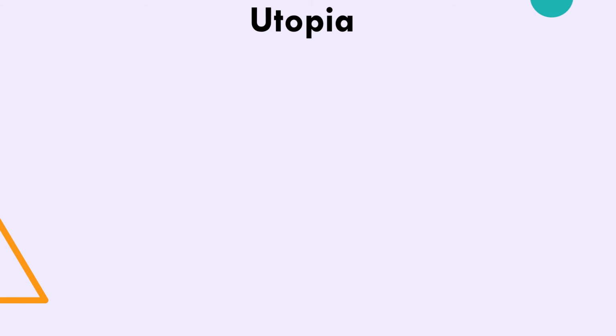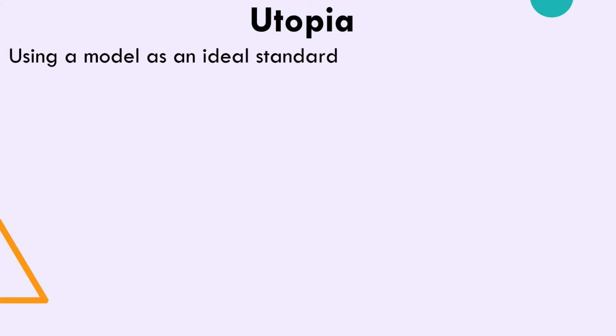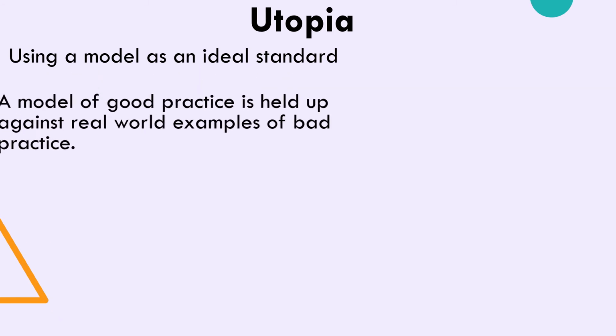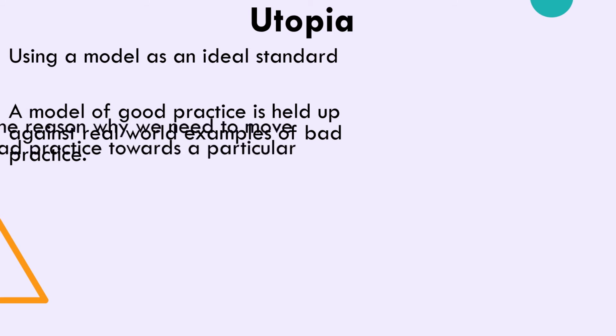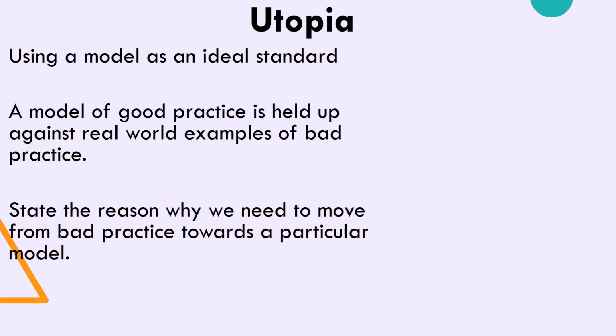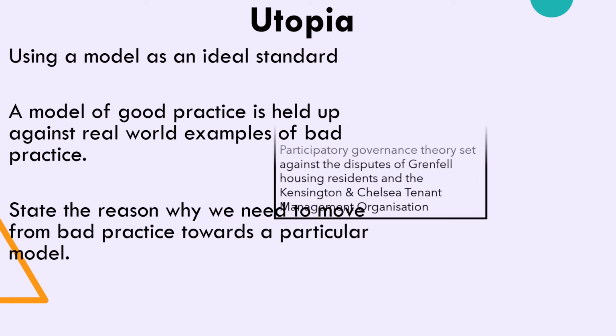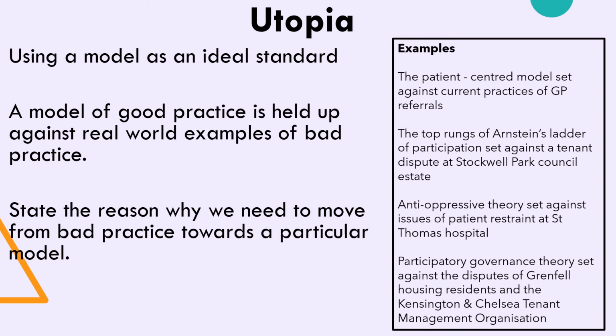The first approach is what I call the utopian approach. This is when you use a model as an ideal standard. A model of good practice is held up against real-world examples of bad practice. Be clear to state the reason why we need to move from this bad practice towards a particular model. Here are some examples.